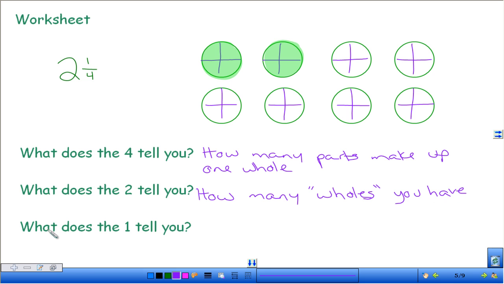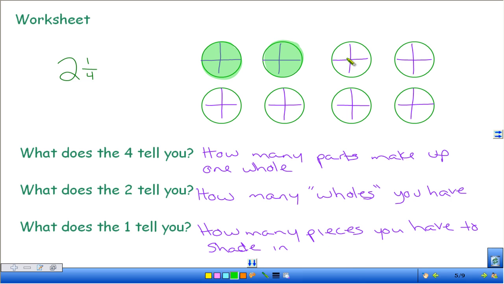And then our last one is what does the 1 tell you? What does this mean? Jamie? How many, like, one part is colored? Yeah, how many pieces? So we have 1 extra piece that needs to be colored in. So go ahead and shade in 1 extra piece. So does everybody's picture look something like this?